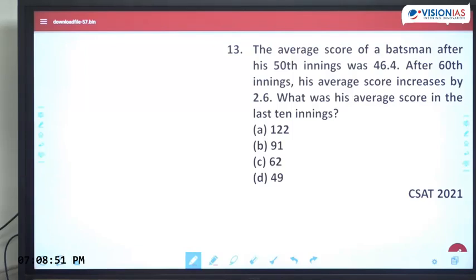Okay, one answer I'm getting as 62. Sanjeev is giving answer as 62. Please solve this question. Try with the help of formula, then without formula if you're not able to solve with the formula.